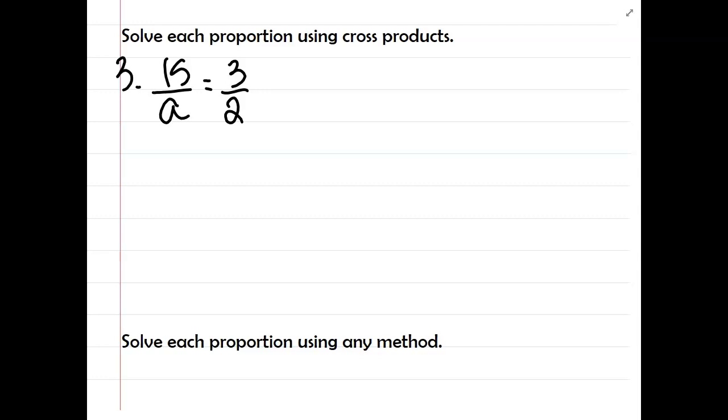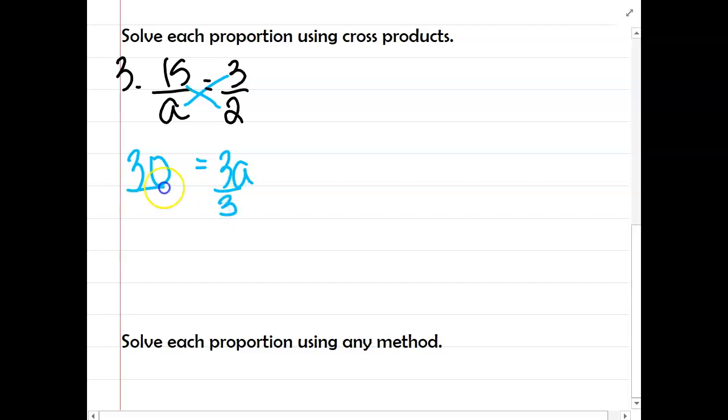So remember, cross products, you multiply up and across, those are equal to each other. So you would take 15 times 2, which is 30. That is equal to the other direction, a times 3 is 3a. And then this is nice because it's just a one-step equation. To solve for a, divide by 3, and we should have 10 equals a.